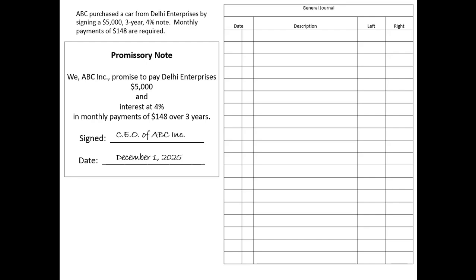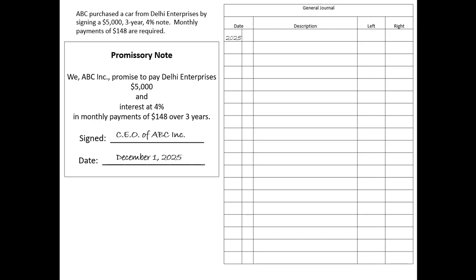If you have a car loan or a mortgage loan, you're probably very familiar with installment loans. The terms of our note require monthly payments of $148 each every month for 3 years. These payments will include interest at 4%.